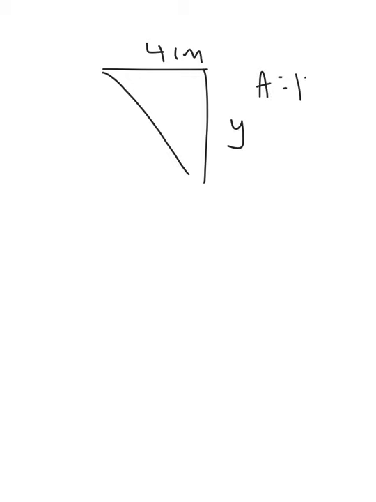Right, the next triangle looks like this. That's 4 centimeters, and that's y, and now the area is 12.5 centimeters squared. So we've got 12.5 equals y multiplied by 4 divided by 2.